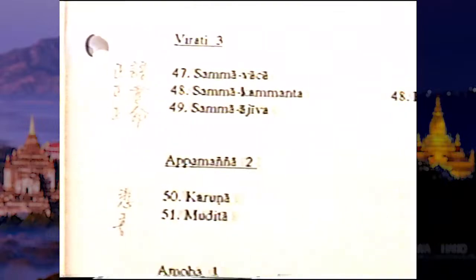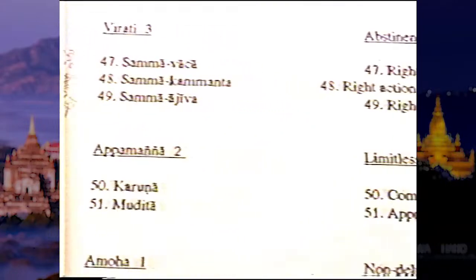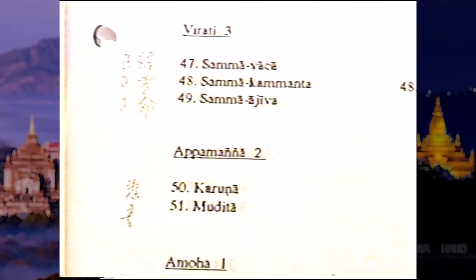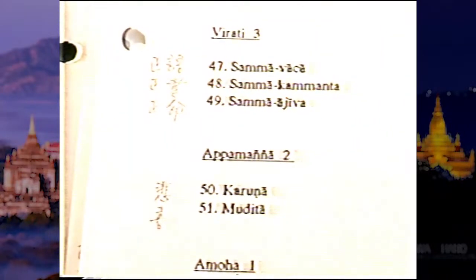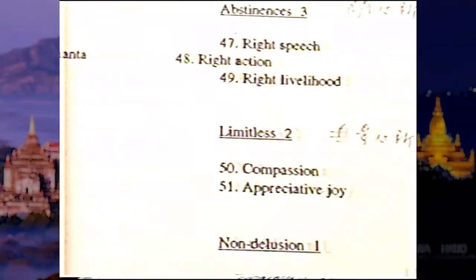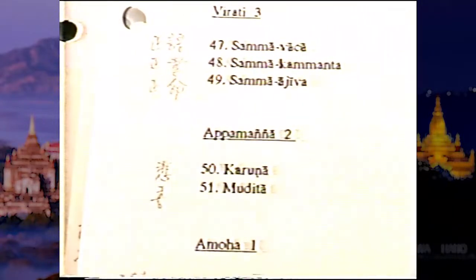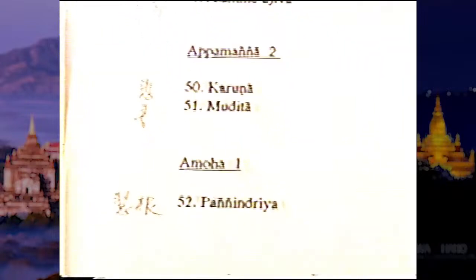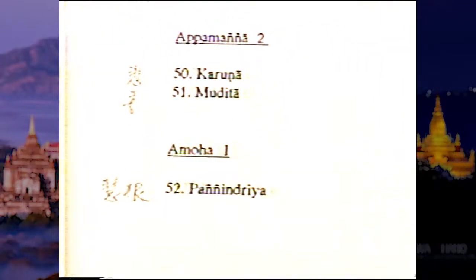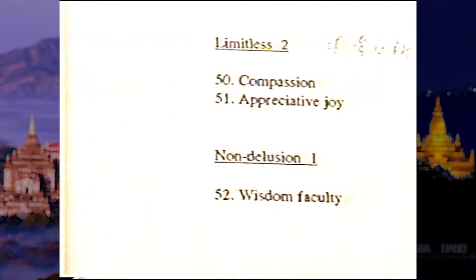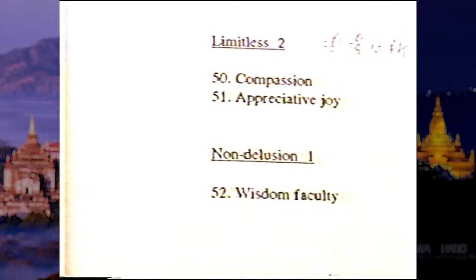And then a group of 2 that are called limitless. That means they take limitless objects. Their object must be limitless. So the first one is karuna, compassion, and next one, mudita, appreciative joy. And then the last one, only one alone, is called amoha, non-delusion, or it is called pannindriya, wisdom faculty. It is panna, wisdom, knowledge, understanding.